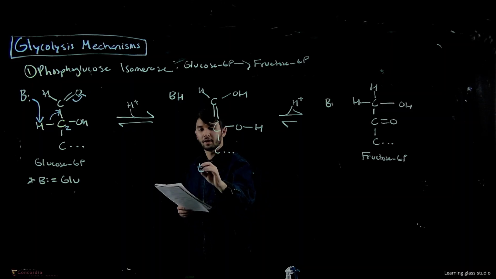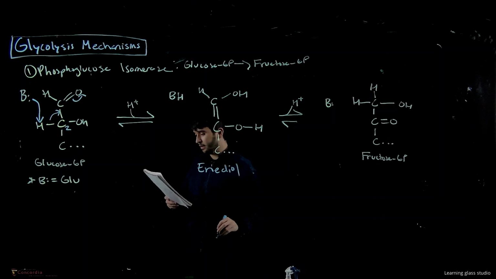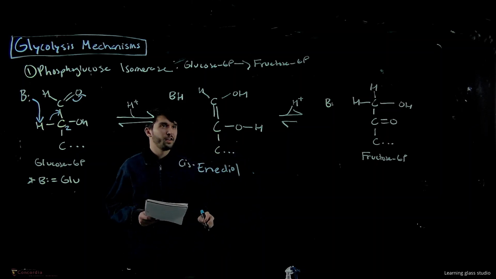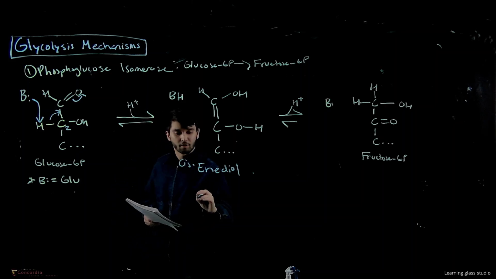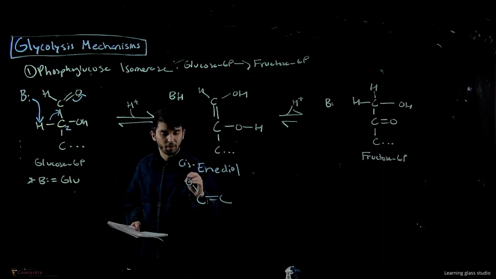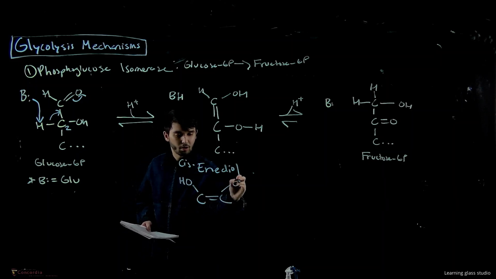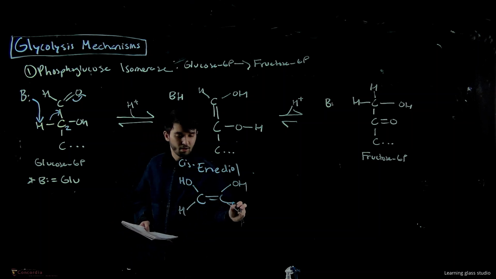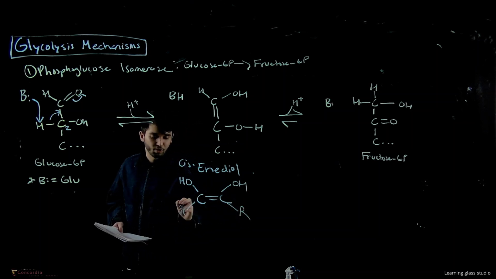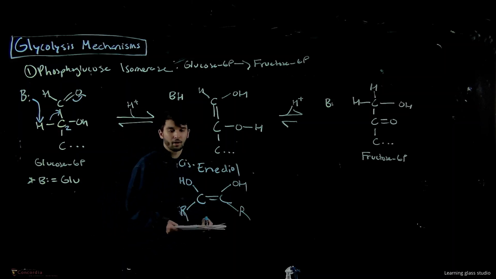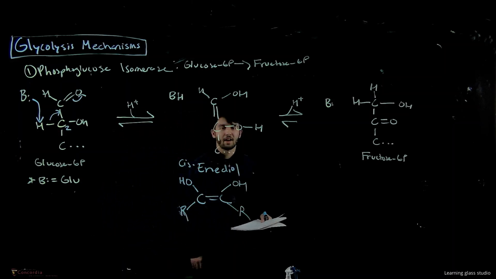This here is called an enediol. So the enediol, in this case, is a cis enediol. Basically, it's a carbon double bond there, CC double bond, with an OH on each carbon on the same side, and in this case we have an H and then an R, but more generally you just have an R on both. Okay, so that's what an enediol group looks like.